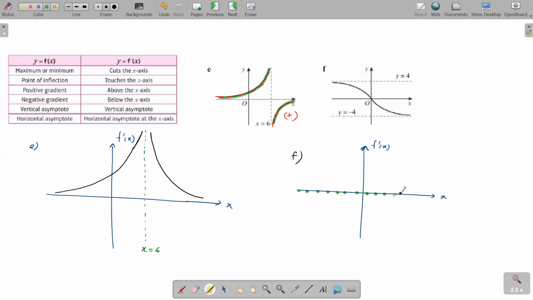So both the asymptotes come to the x-axis, okay? Because where y equals 4 and y equals minus 4 will both become y equals 0, because the horizontal asymptote becomes, what? A horizontal asymptote at the x-axis. Okay, then what happens here?